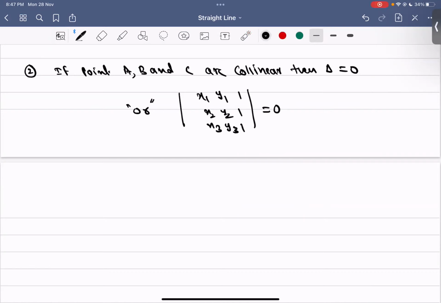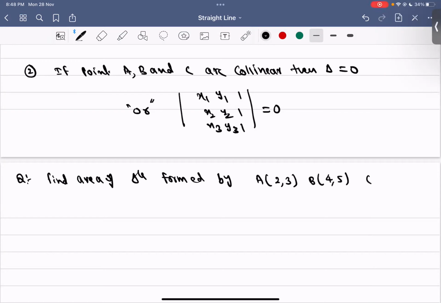Next question. Find the area of the triangle formed by A (2, 3), B (4, 5), C (3, 2). So this is the question.